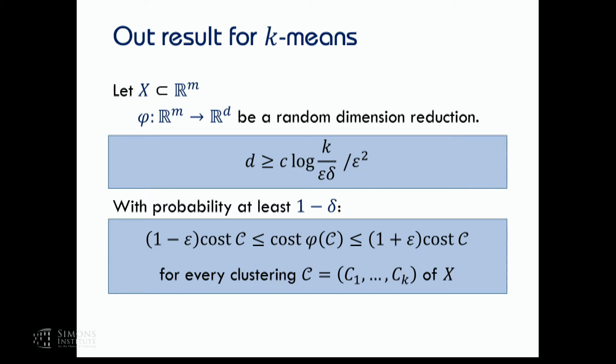Let me now formally state our result. So we are given our data set X. It's a subset of R^m. And we have a random dimension reduction phi from R^m to R^d. We assume that d is at least this quantity. And here, epsilon is the desired distortion, and delta is the failure probability. And we show that with probability at least 1 minus delta, the cost of every clustering in C is approximately preserved up to a factor of 1 plus epsilon. Any questions? Okay.